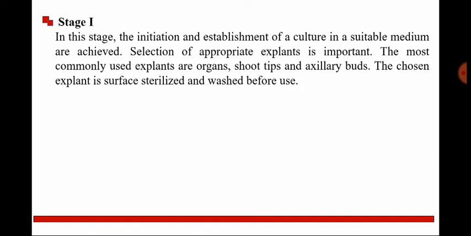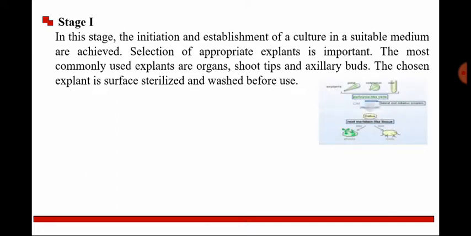Next, the second, that is stage first. In this stage, the initiation and establishment of culture in a suitable media are achieved. So selection of appropriate explant is important for this stage. You can use as an explant organs, in that different petals, cotyledons. What you want to use, you can see here.